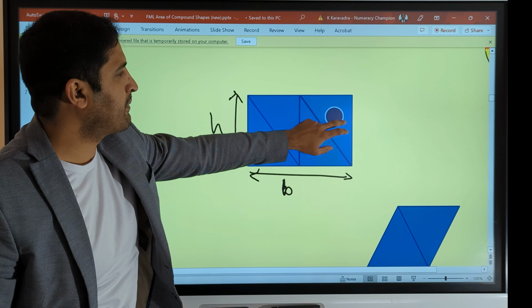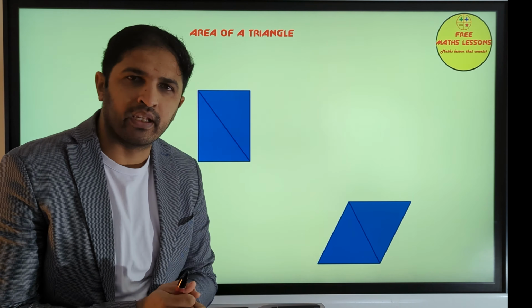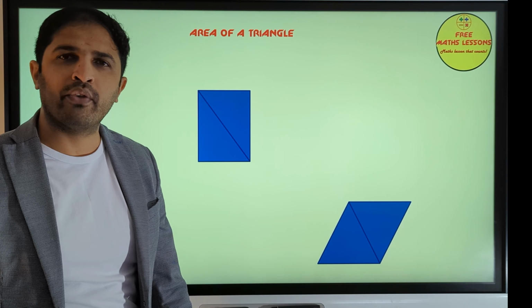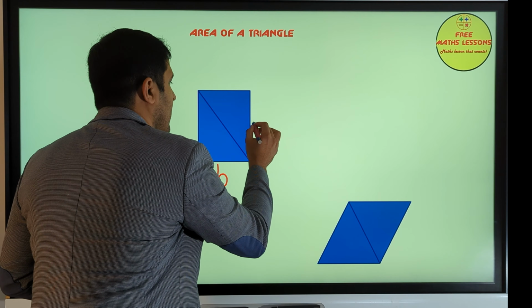Again, let's make that back into a parallelogram. Again, area of triangle then. Okay, what is the area of a triangle? Consider this a rectangle. How do I work out the area of this rectangle? We just looked at it earlier. Okay, base times the height.